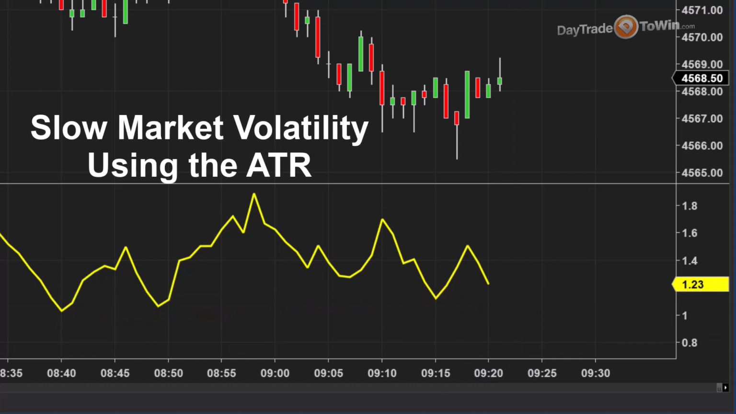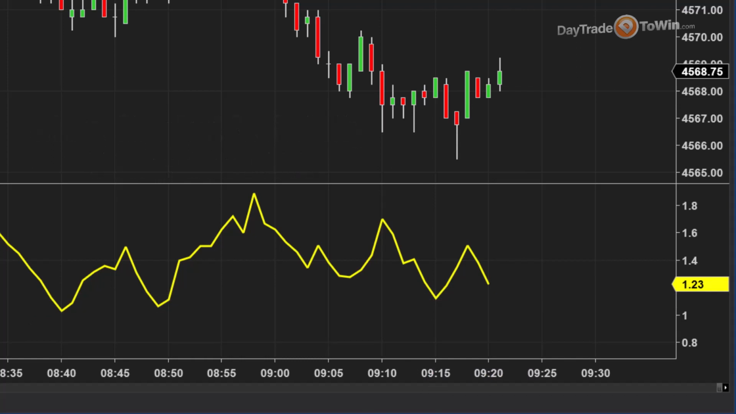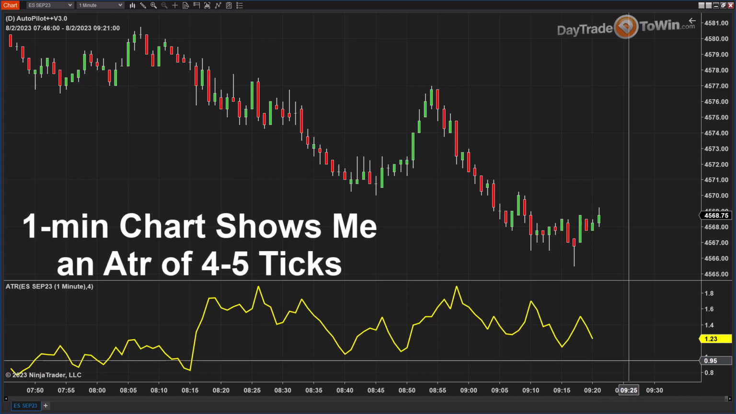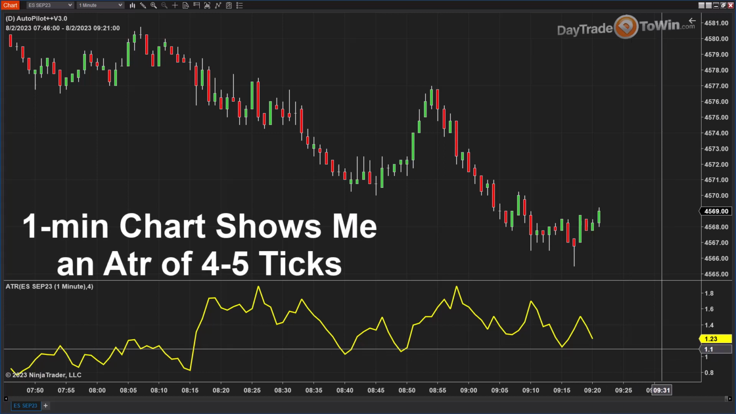If you're thinking about whether or not you should take a large stop or a small stop, first understand whether or not the market is slow or fast. I use the ATR, the average true range, with a setting of 4 to tell me that. On a 1-minute chart, I can see the market's pretty slow. It's about, on an E-mini S&P, 1 point or 4 ticks.